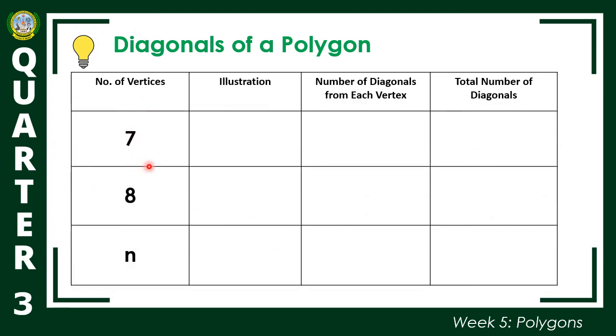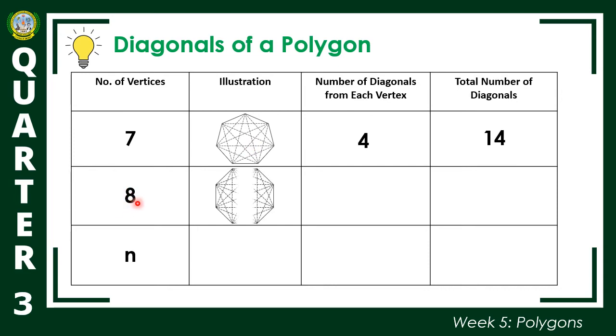For a polygon with 7 vertices, ganito po ang itsura niya. As you can see, there are 4 diagonals drawn from each vertex. All in all, we have 14 diagonals. While in a polygon with 8 vertices, ganito po ang kanyang itsura. We have 5 diagonals from each vertex and all in all, we have 20.